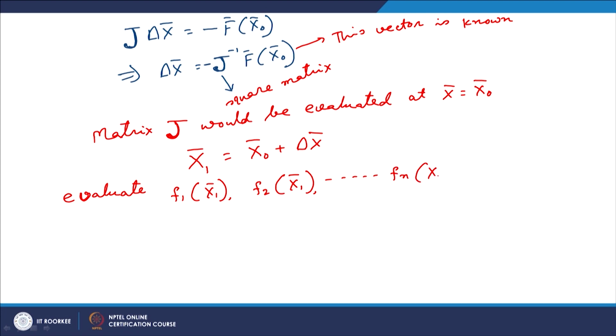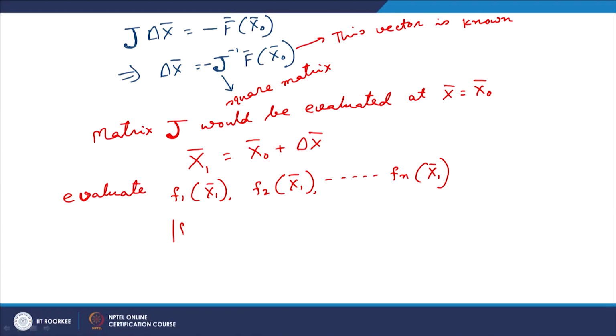Evaluate all functions with x1. Now, if x1 is really the true solution, that is, if we have been able to find this particular vector such that x1 is really the true solution, then f1 of x1, f2 of x1, fn of x1 would be identically 0. But in practice, because these are numerical values, if x1 is very close to the true solution, then this value would be almost equal to 0. So the difference between 0 and this numerical value would be pretty small.